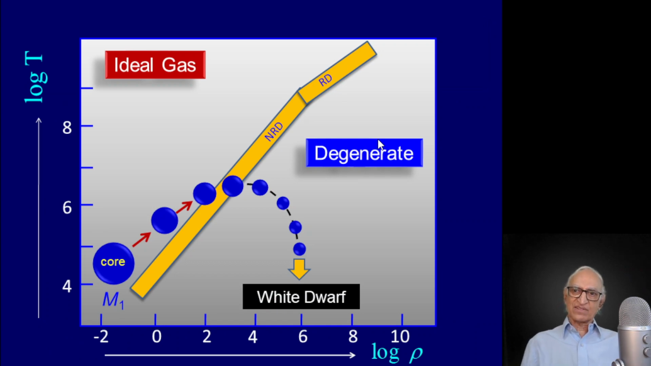Now, let us go back to this diagram and summarize what we have said. So, we had a core at a certain temperature and density. As the density increased, it remained classical, but finally it becomes quantum mechanical, and then it cools eventually because there are no more nuclear reactions taking place, and then it will settle down in this graveyard as a white dwarf.